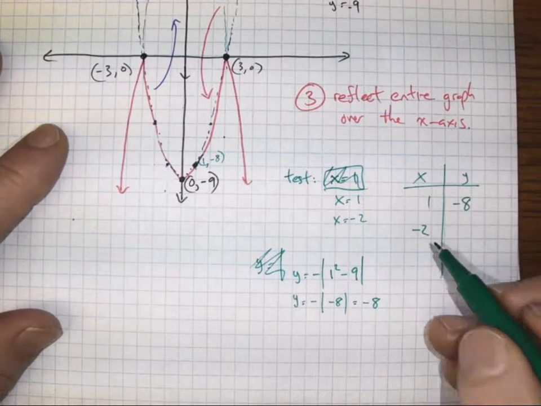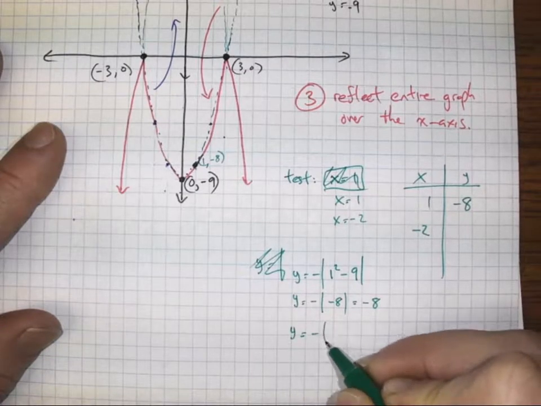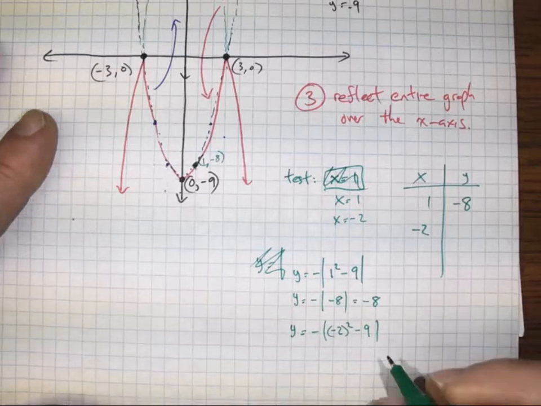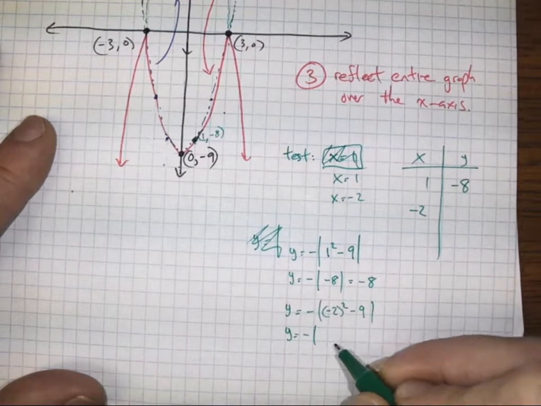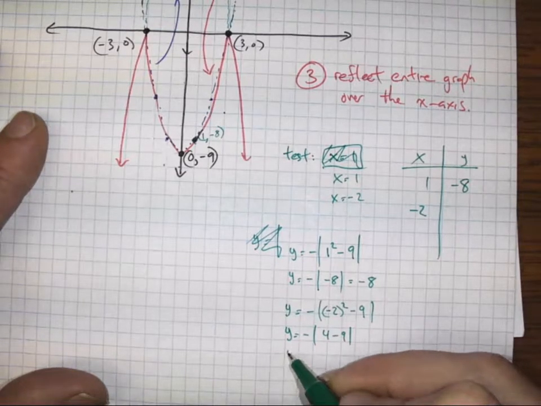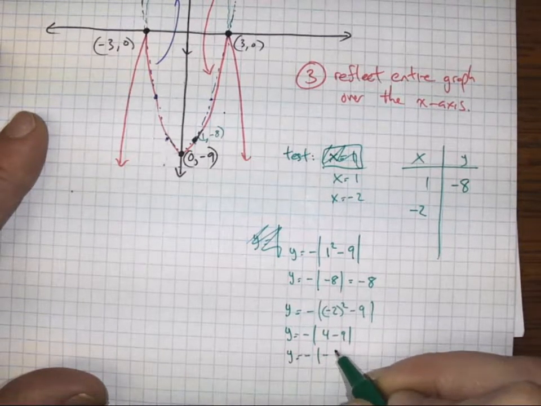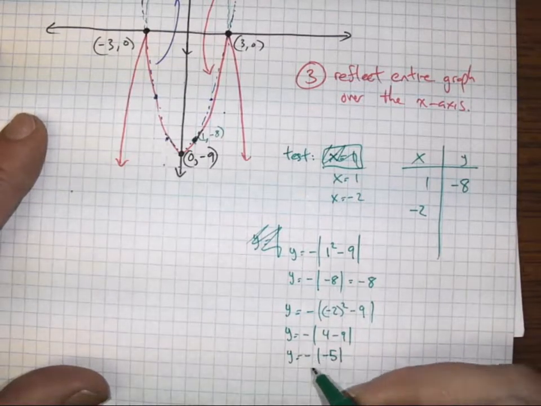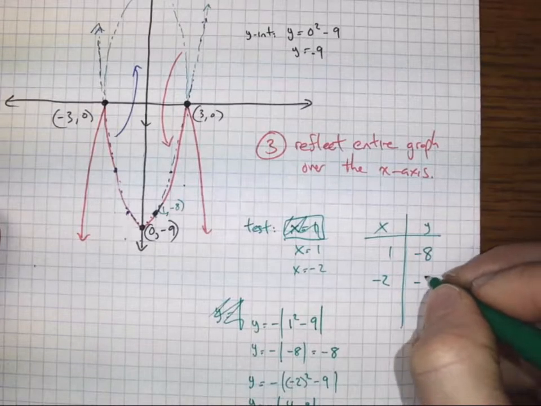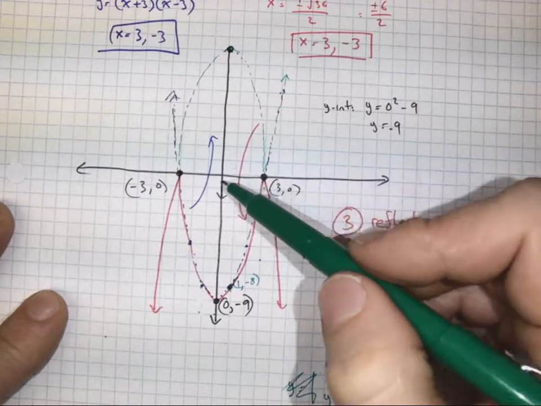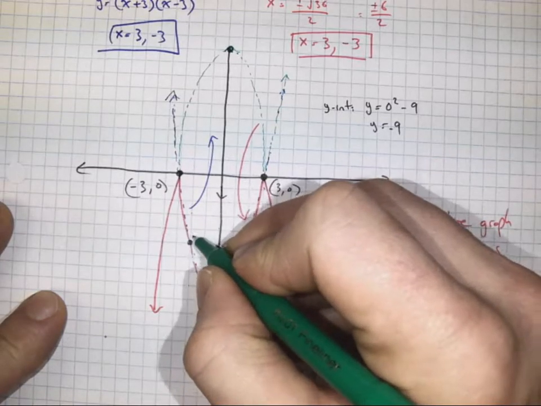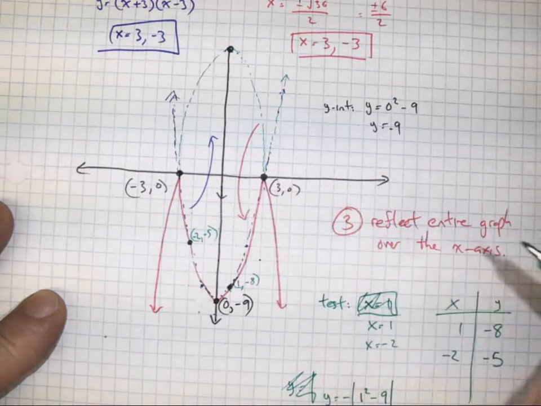And maybe I'll try negative 2 as well. So y equals a negative version of the absolute value of negative 2 squared minus 9, which is y equals negative absolute value of 4 minus 9. Y is equal to the negative version of the absolute value of negative 5, which is y equals negative 5. So when x is negative 2, y should be negative 5. And I look, negative 2, negative 1, 2, 3, 4, 5. Hey, look at that. Negative 2, negative 5.